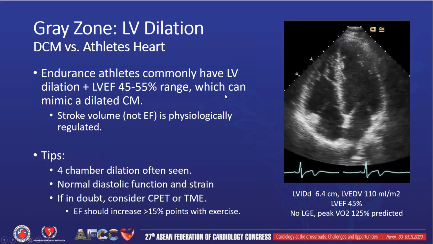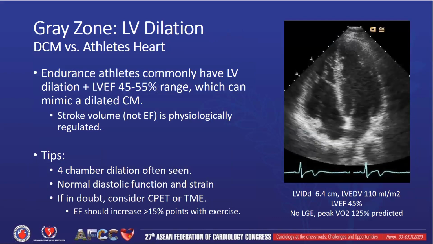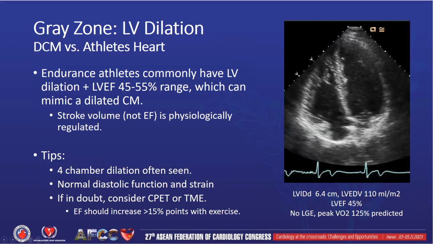The other gray zone that can occur, as we mentioned just briefly with the Tour de France athletes, is the gray zone between dilated cardiomyopathy and athlete's heart. Endurance athletes commonly have that LV dilation, and they can have ejection fractions in the 45 to 55% range, which can mimic the dilated cardiomyopathy. And this is in part because it's stroke volume, not ejection fraction, that is physiologically regulated. So if you have a dilated heart, it takes a lower percentage of that blood being pumped forward to maintain the same stroke volume. Your ejection fraction at rest will be lower as a calculated value.